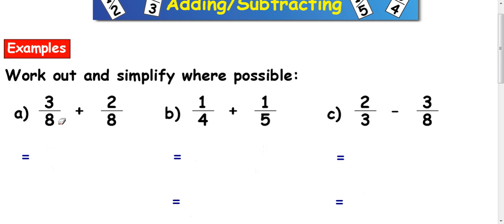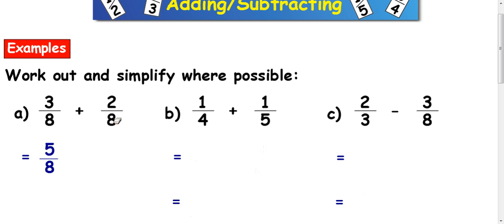Now you can add fractions really easily if the denominators are the same, i.e. the numbers at the bottom are exactly the same. So in this case I've got 3/8 and I've got 2 more of them. That means I've got 5 of them. So I've got 5/8.